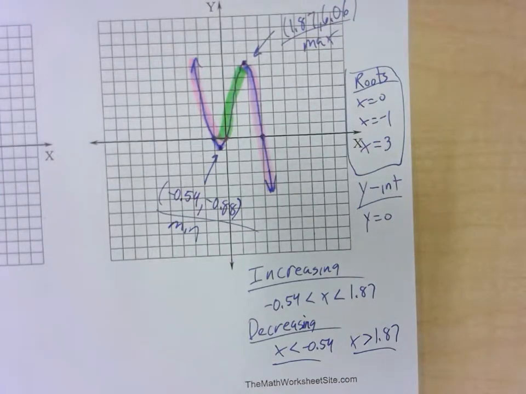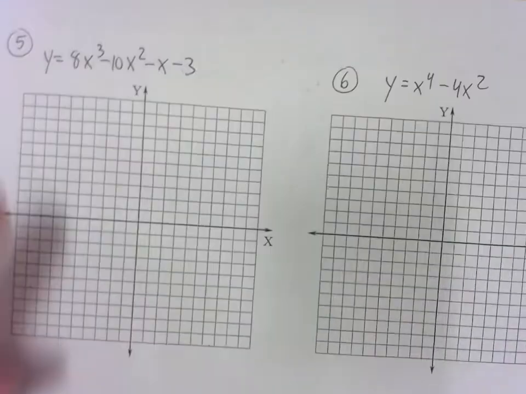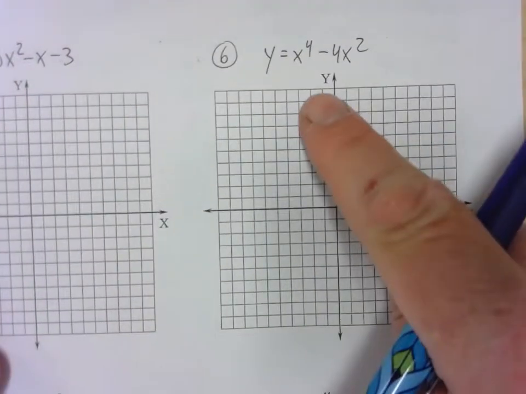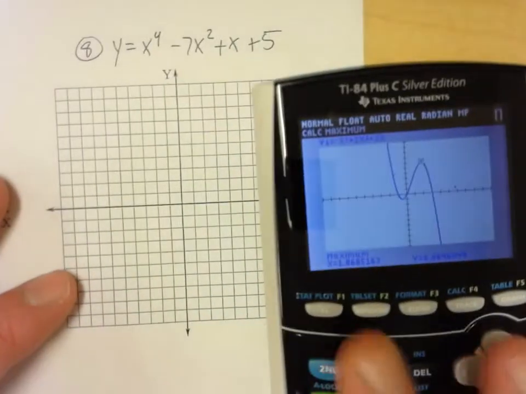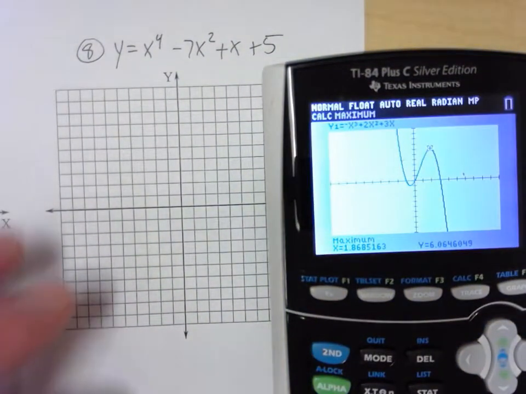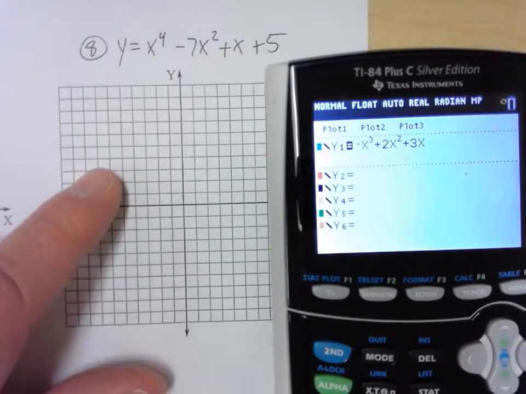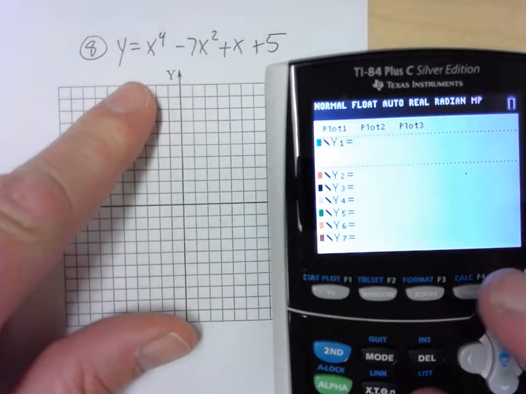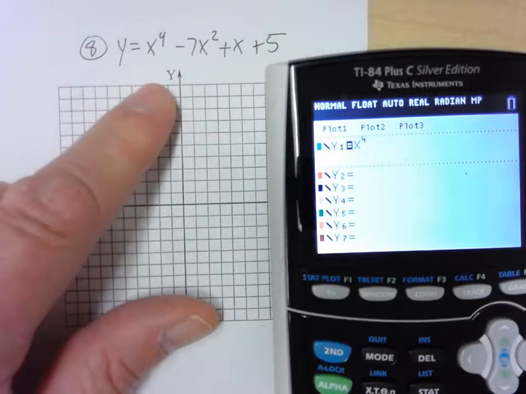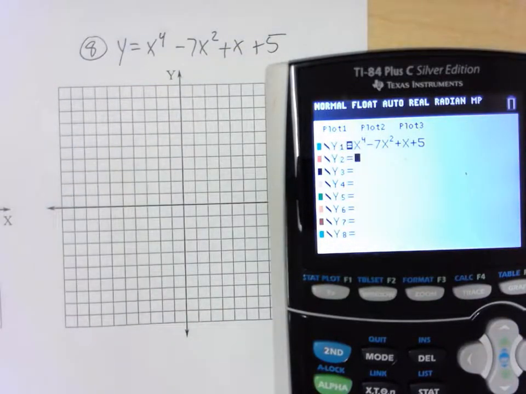Oh, let's see what else is on this worksheet. We got all the way to x cubed, but then I really notch it up here and do x to the 4th, so it's kind of crazy. Here, let's type one of these in together. Number 8. So we got x to the 4th power, minus 7x squared plus x plus 5. Enter. All right. And ba-boom.